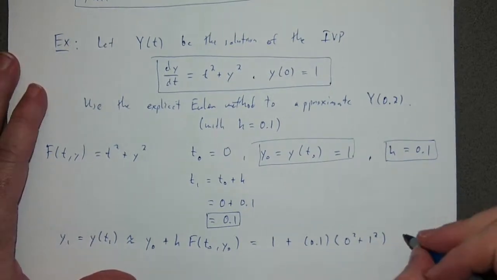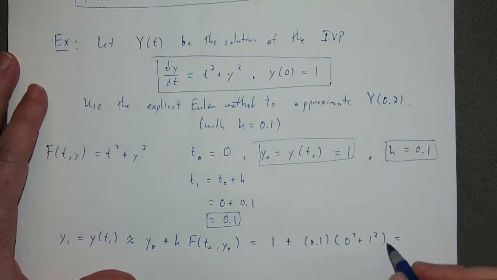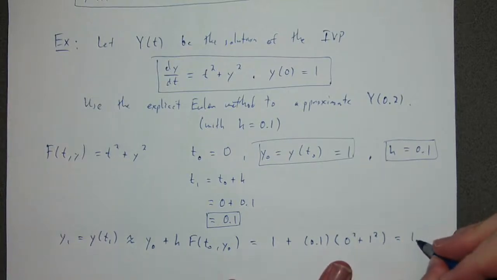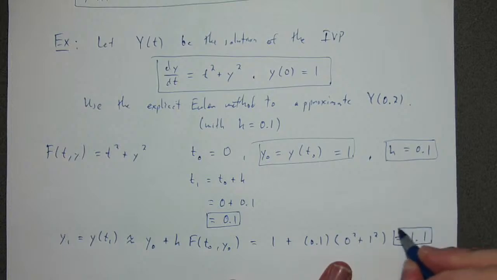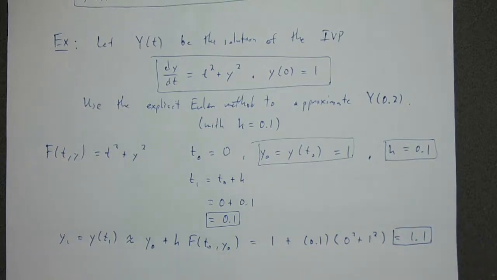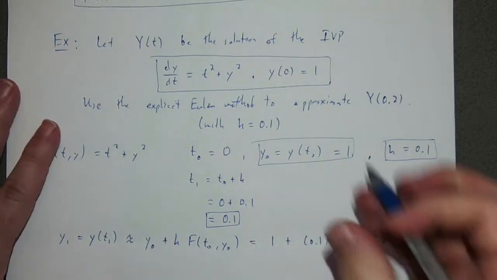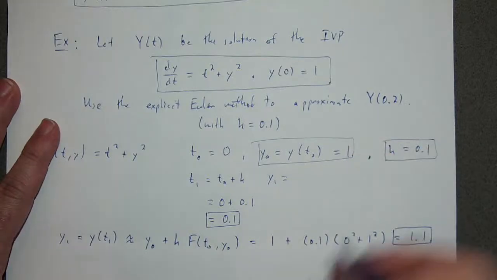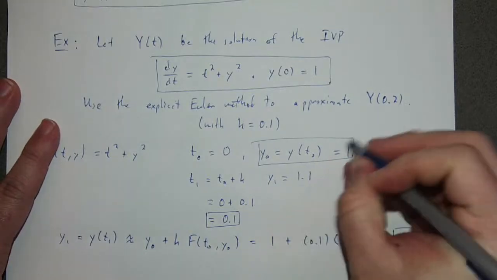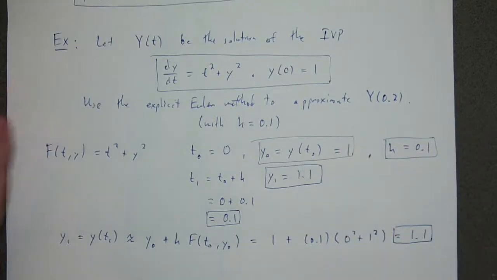So this is 1 plus 0.1 times 1, so this is 1.1. So we've said that y sub 1 is approximately 1.1. Now, for our purposes, we're just going to call this equal to 1.1 because we have to, so we're going to say y sub 1 here is equal to 1.1. Okay. You can see where we're going with this.